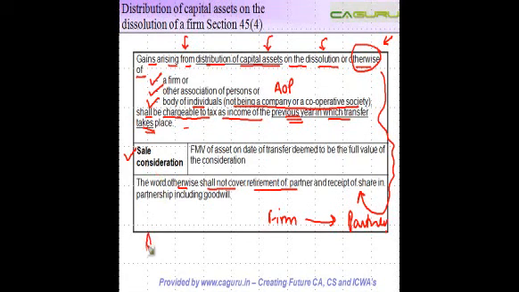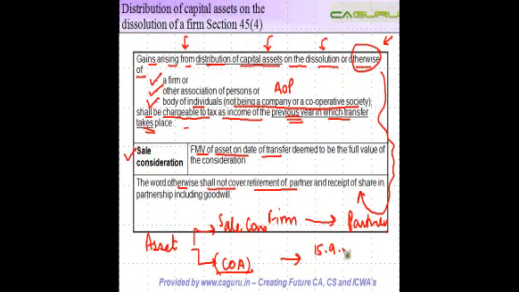If you're transferring an asset, there is obviously a cost of acquisition of that asset to the firm. But what is the sale consideration? To compute the capital gain from sale consideration, we need to reduce the cost of acquisition. The sale consideration will be the fair market value of the asset on the date of transfer. So if you're transferring it on, let's say, 15th September 2012, the value of the asset on this date shall be treated as the full value of the consideration.